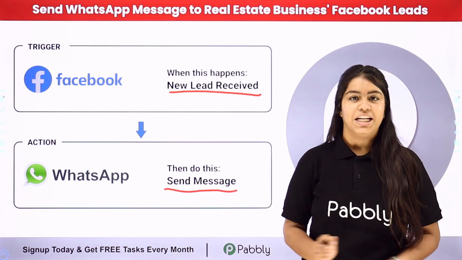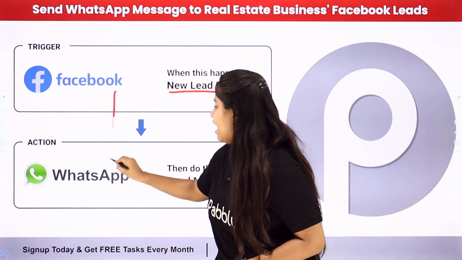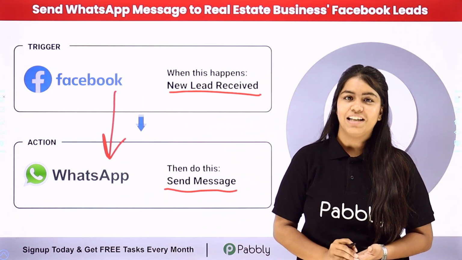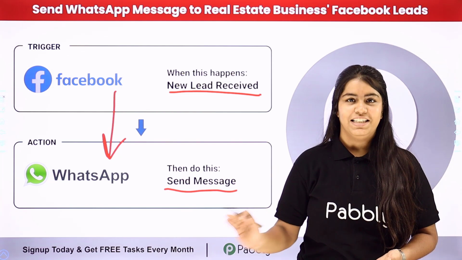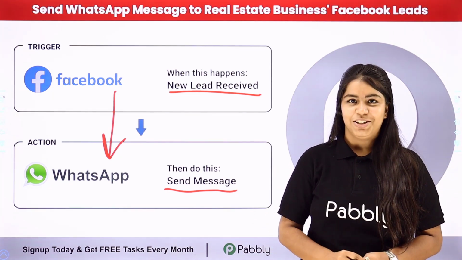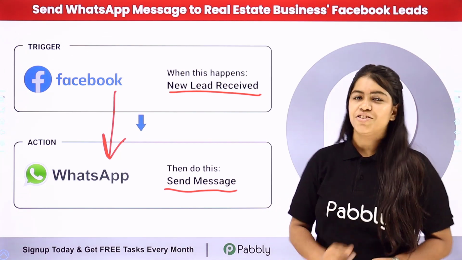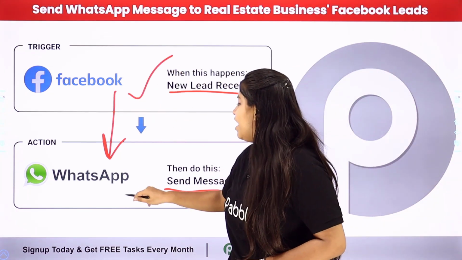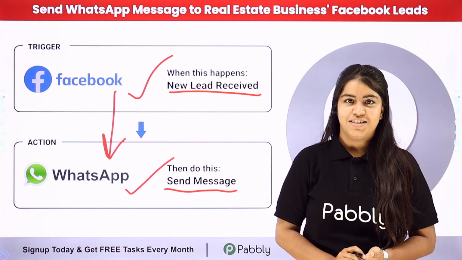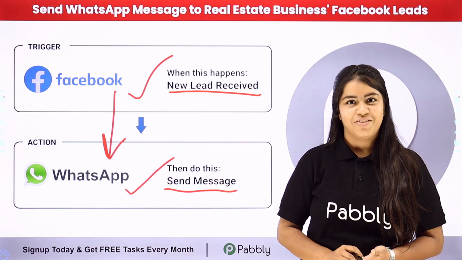For this we are going to create a connection between Facebook lead ads and WhatsApp. To create this connection without knowing any coding language, we are going to use Pabbly Connect. It is an amazing automation software. So in Pabbly, we have the concept of trigger and action. For trigger, we are going to use Facebook lead ads, and for action, we are using WhatsApp. So if you also want to learn this process step by step, follow me through the screen.